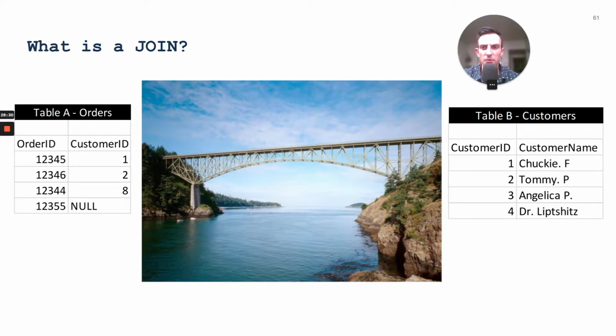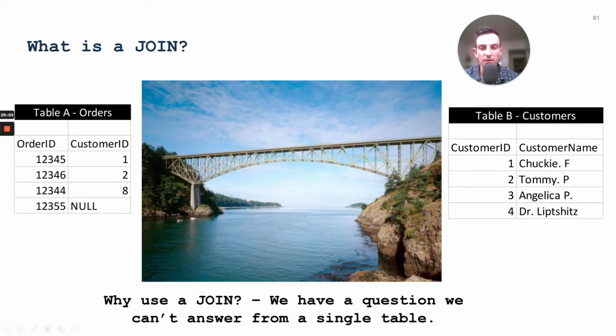Let me ask you folks this question. We have 2 tables of data. On the left-hand side, we have an orders table with a list of order IDs and customer IDs. In the orders table, every row is an order ID. Table B is every row is a customer ID. If I was to ask you, can you give me a list of orders by customer name? Could you do that? A list of orders by customer name? You could. However, you would need more than one table, which is where joins come in. If you have a question that you can't answer from a single table and it lives in 2 different tables, then you need to use a join.